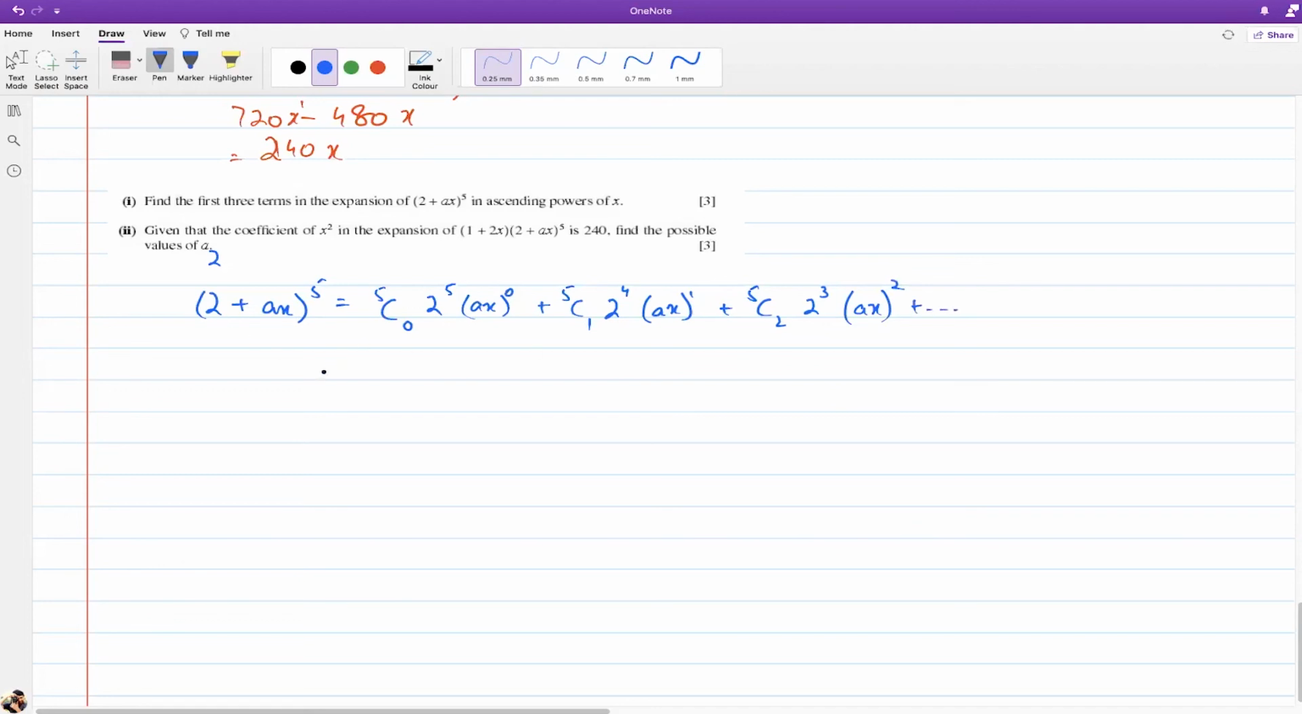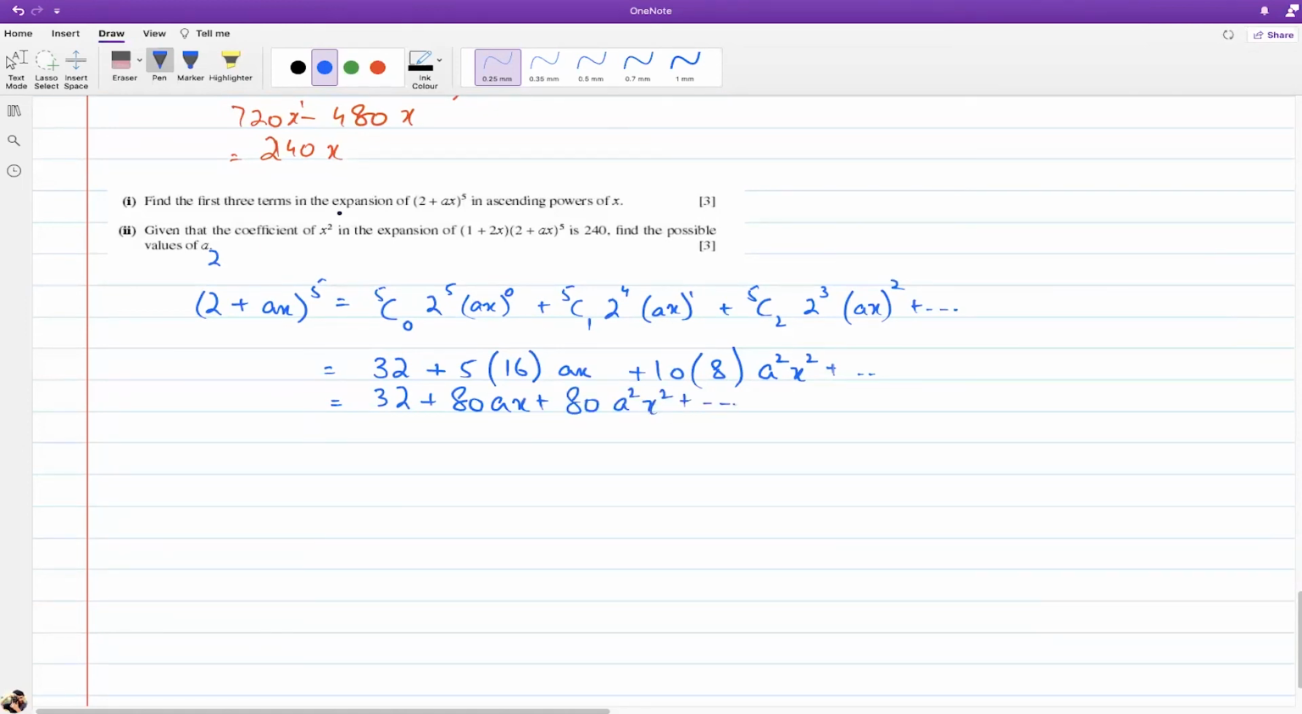All right. That gives me 5c0 is 1. I won't write that. 2 power 5 is 32, and ax power 0 is 1. So I won't write it. 5c1 is 5. 2 power 4 is 16. Ax remains as it is. 5c2 is 10. 2 power 3 is 8. A squared x squared. That's what I get. So I'll end up with 32 plus 80ax plus 80a squared x squared plus so on. And we are done. We have found the first three terms. That's it. We are done with the first part.